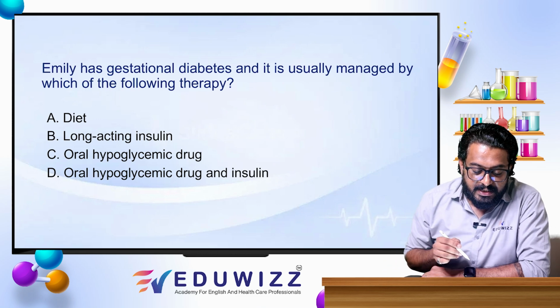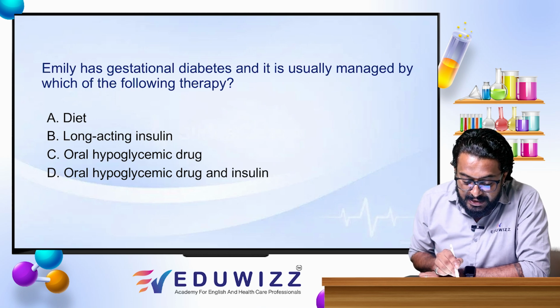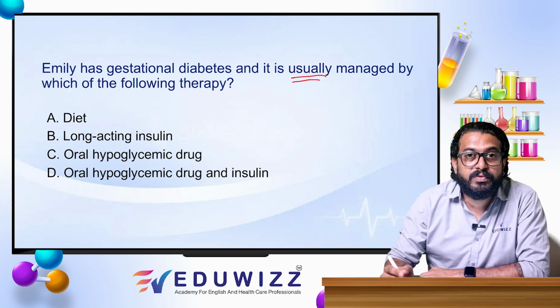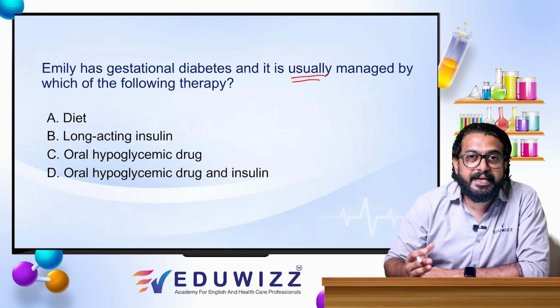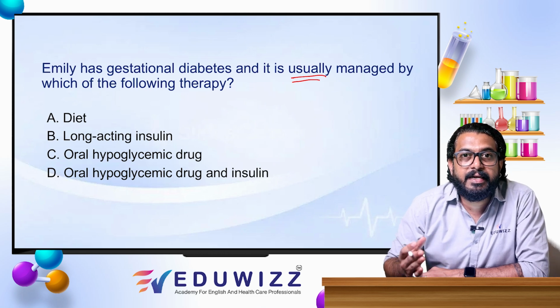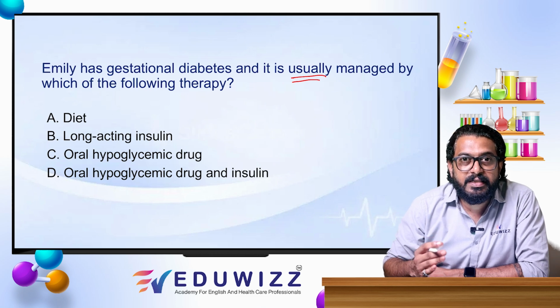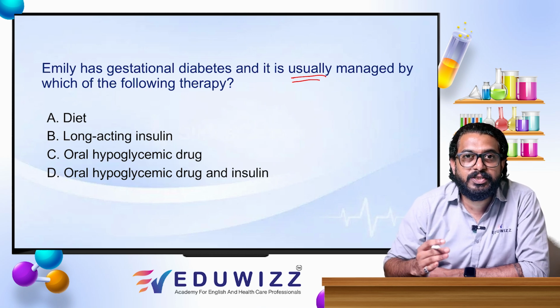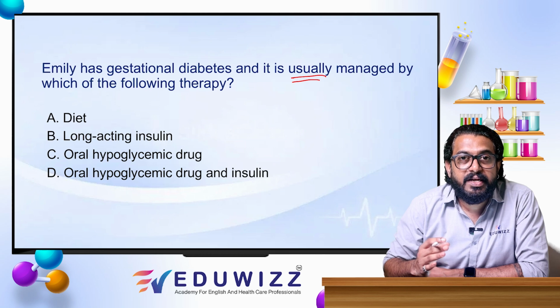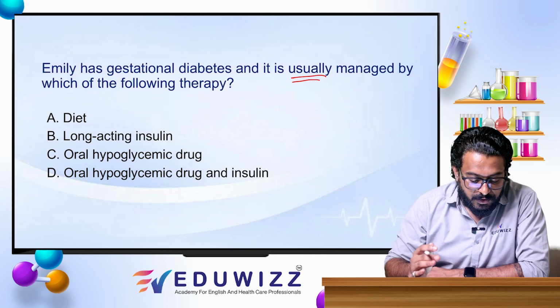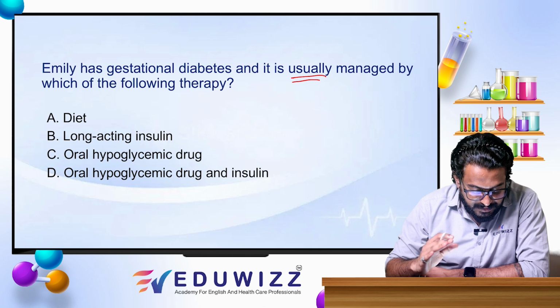So Emily has gestational diabetes, and the question is, it is usually managed by which of the following therapy? Just like in adult diabetes mellitus, in pregnancy also diabetes is usually or initially managed by diet and exercise. Okay, so answer is A, diet.